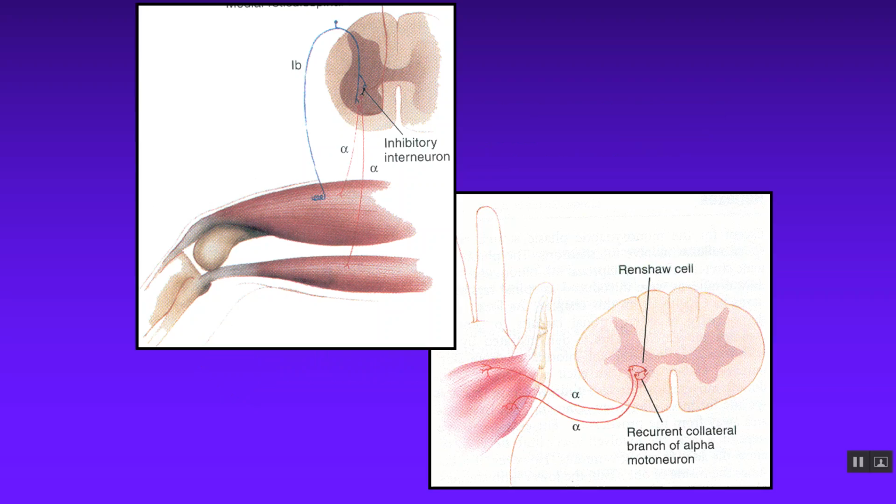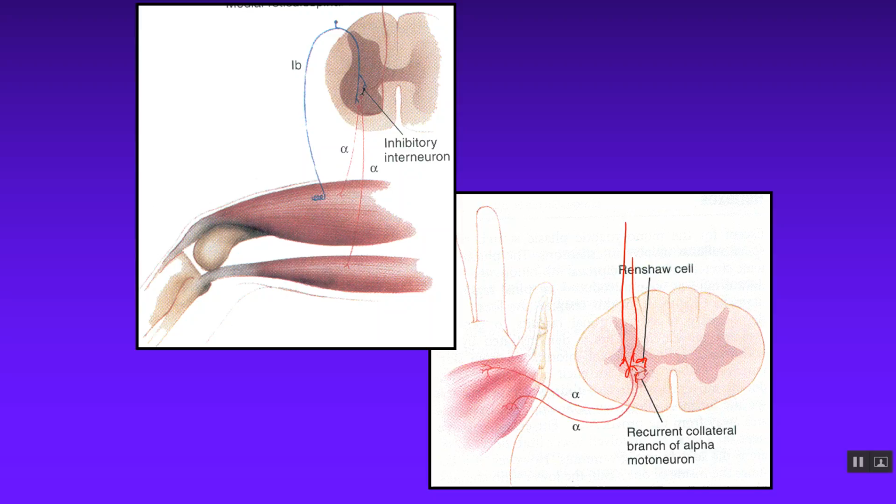So, we already talked about reciprocal inhibition here on that upper, but this is the recurrent inhibition. So let's say I'm sending a signal down to anterior horn cells. These are the anterior horn cells here. So I'm sending a signal down to anterior horn cells, and I want to contract a muscle. In this case, it's showing my thumb. And I want to contract that thumb.